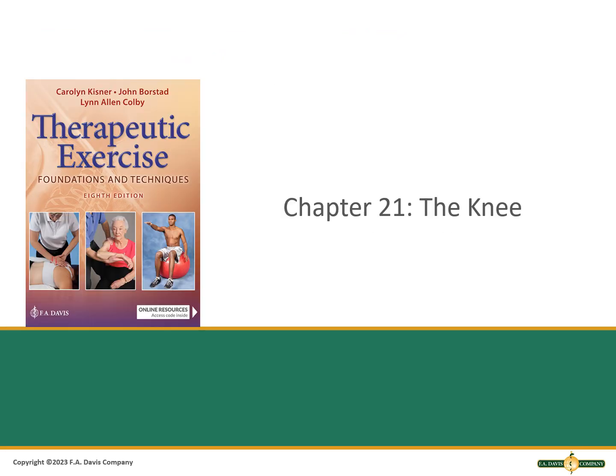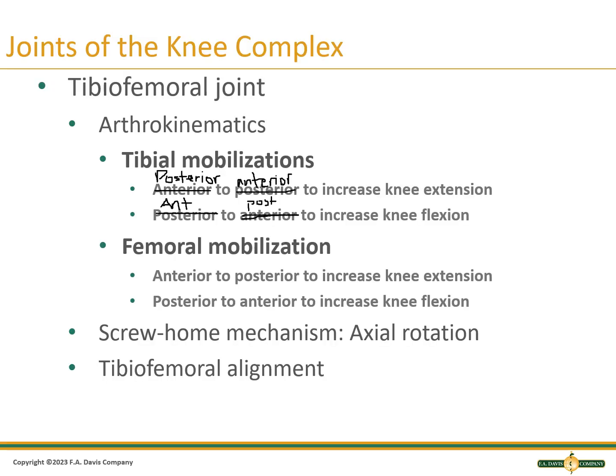On to Chapter 21, the knee. So technically we have two joints of the knee, and we're going to talk first here about the tibiofemoral joint. This is the articulation of the femur with the tibia, with our convex femoral condyles articulating with our concave tibial plateau. I did type these in incorrectly, but I have fixed them here, so make sure that you make the same correction on your PowerPoint.